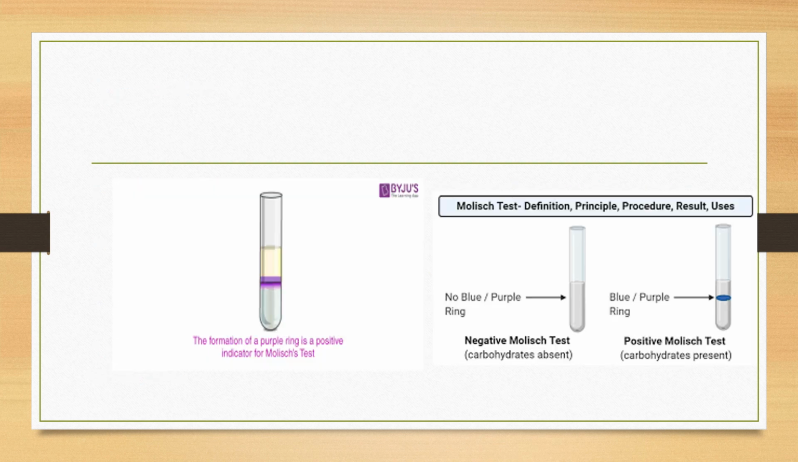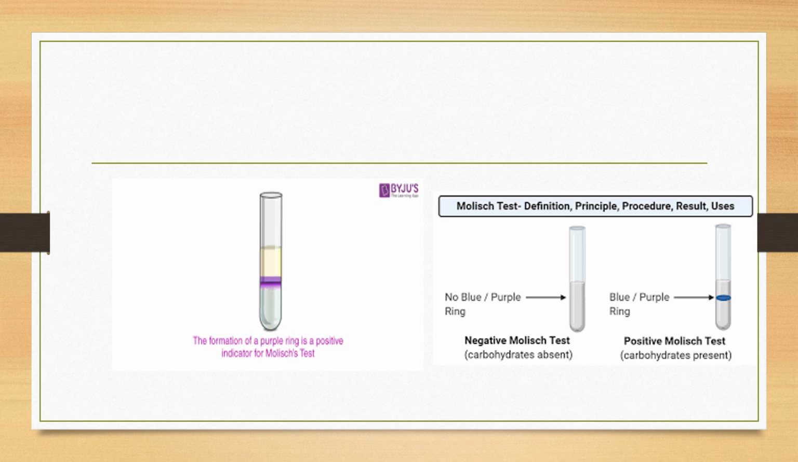Okay, this is the picture you can observe on your left. This is a positive result for Molisch test. That means this sample contains carbohydrate, because there is a purple ring formed in the test tube. And on your right you can see one of these two test tubes has no purple ring appear. That means it's a negative Molisch test. So in this sample, carbohydrates are absent.